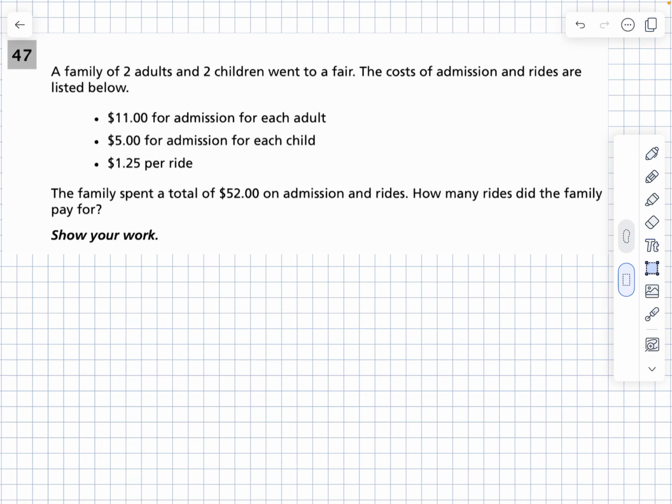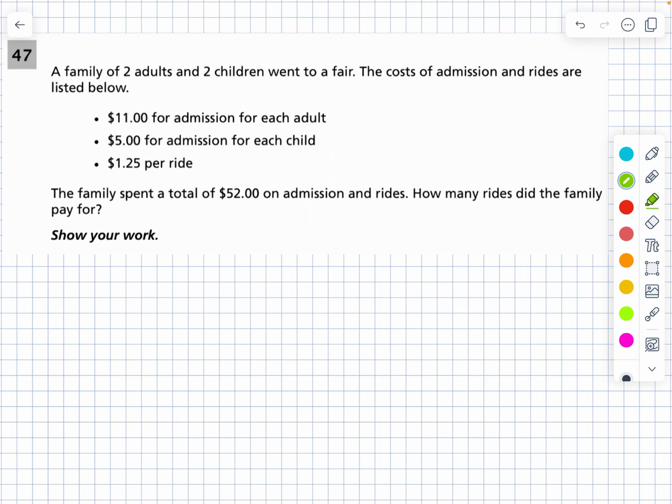Okay, this question: a family of 2 adults and 2 children went to a fair. The costs of admission and rides are listed below. It's $11 for admission for each adult, $5 for admission for each child, and $1.25 per ride. The family spent a total of $52 on admission and rides. How many rides did the family pay for?